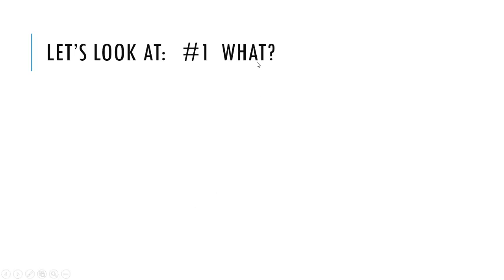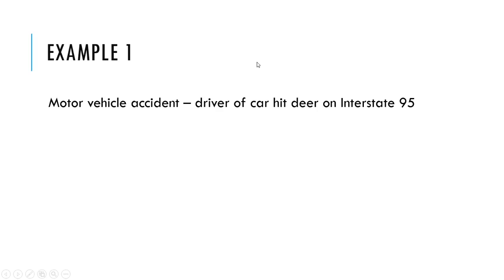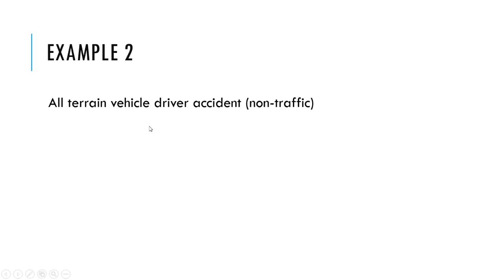Number 1, what occurred? If I give you example number 1 and I said it's a motor vehicle accident, there's a driver of the car hit a deer on Interstate 95. How would you code what occurred? Look in your external cause of injuries index and identify a motor vehicle accident with a driver that hit a deer on Interstate 95. Right now, we're just coding what? The motor vehicle accident.